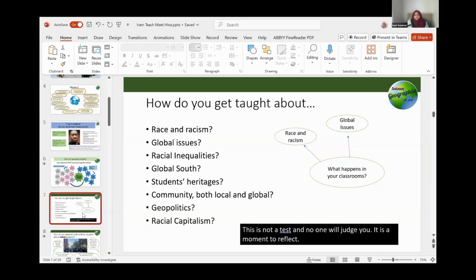Now, there's certain things which we don't tend to talk about in the curriculum, and there's been papers written on this, like Steve Puttock and Amber Murray's paper, and they talk about how there's a deafening silence of race and racism in the curriculum as we know it today. You need to think about how you actually talk about global issues, racial inequalities, the global South, student heritages. And it's great to see some of the examples today, how this is beginning to happen, but a lot more can happen as well.